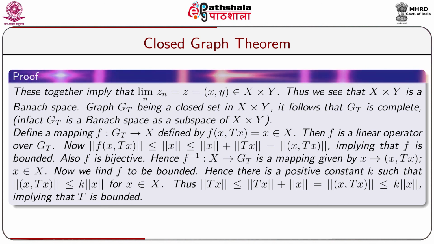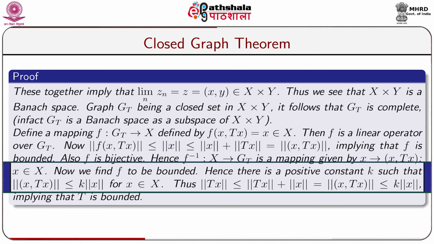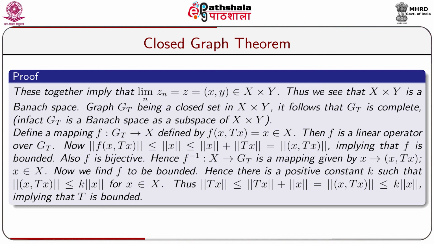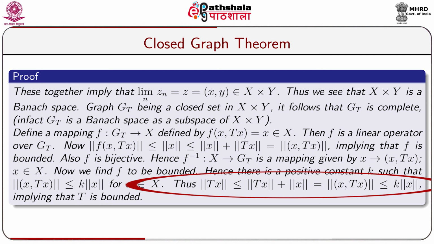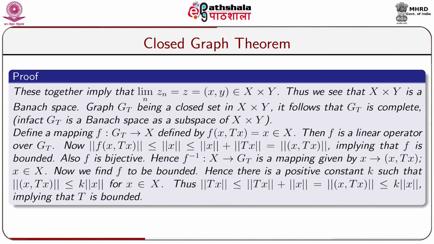Hence, f inverse from X to G_T is a mapping given by x goes to (x, Tx), where x is an element of capital X. Now, we shall show that f inverse is bounded. Hence, there is a positive constant k such that norm of the pair (x, Tx) is less or equal to k times norm of x for x belonging to capital X. Thus, norm of Tx is less or equal to norm of Tx plus norm of x, as norm of x is always positive, which is equal to norm of (x, Tx), which is less or equal to k times norm of x, implying that T is bounded.